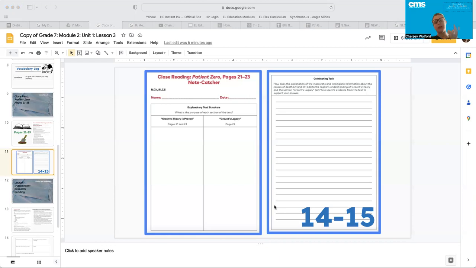So let's look specifically at Graunt's legacy. So in Graunt's legacy, you might have provided an example to explain that hundreds of years after Graunt's theory was accepted, causes of death can still be misinterpreted.